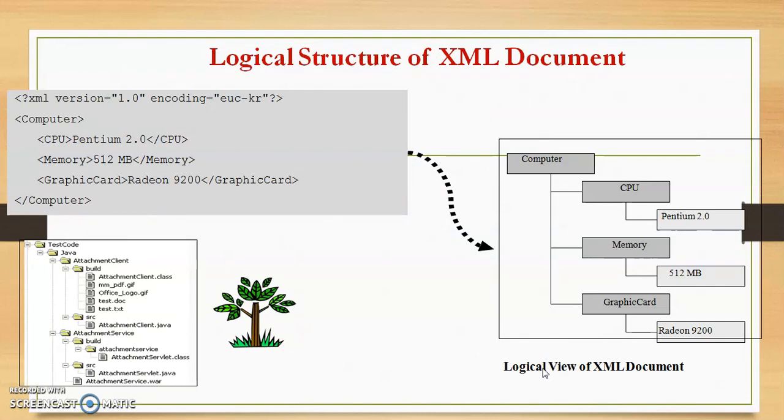Next we'll see the logical structure of an XML document. This is an example, and this example can be graphically represented as a tree-like structure. The root element is computer, followed by the child elements of the root element. The root element will always be the parent of every XML document, and the child elements are CPU, memory, and graphic card. The content of each tag is specified as a sibling here.